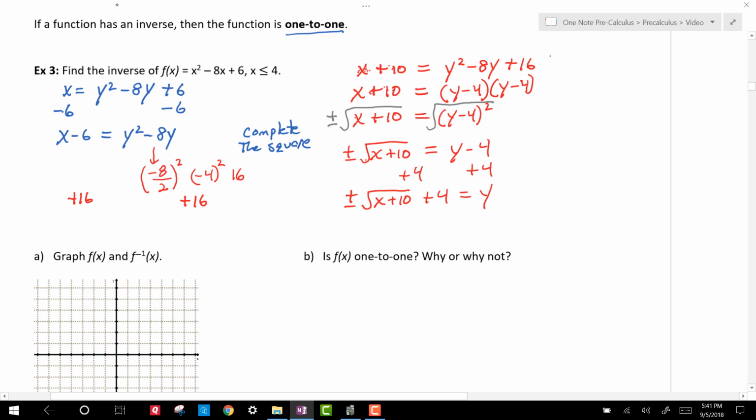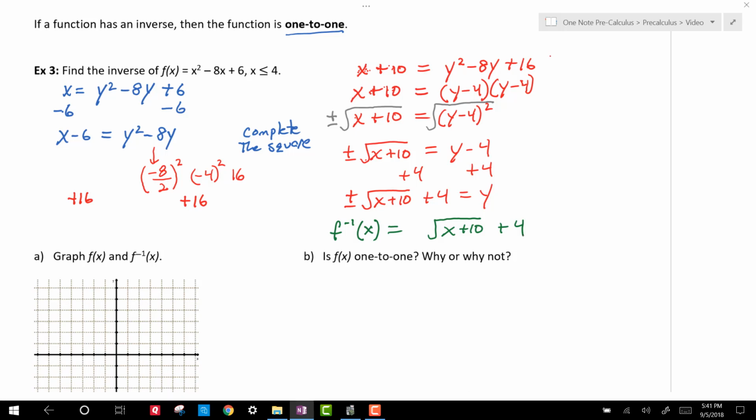And now what I need to decide is which half of that do I need? Which half of that equation? Do I want the positive side or do I want the negative side? So I know that my inverse is going to be f inverse of x. And I know it's going to be one of the roots. It's either going to be root x plus 10 plus 4, or it's going to be negative root x plus 10 plus 4. Now, how do I decide that?